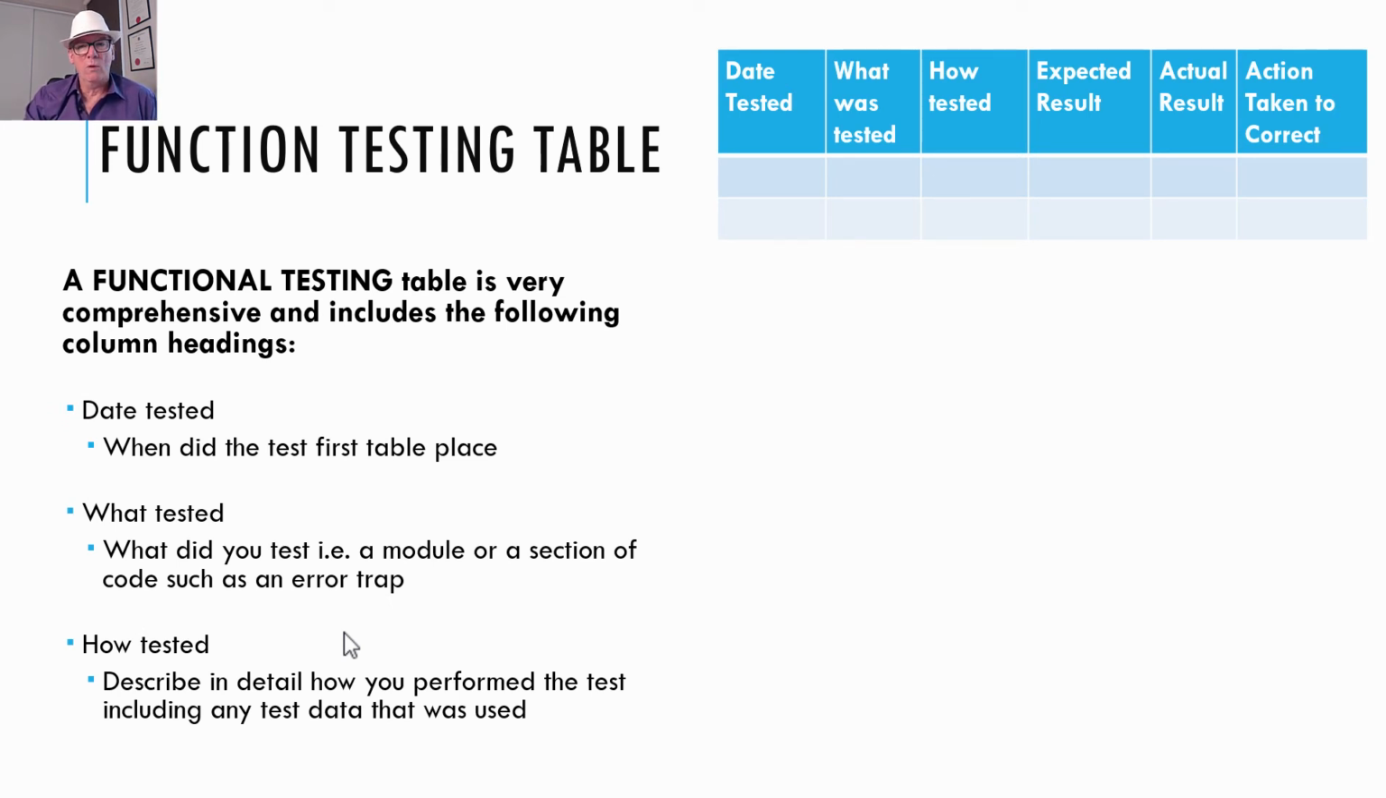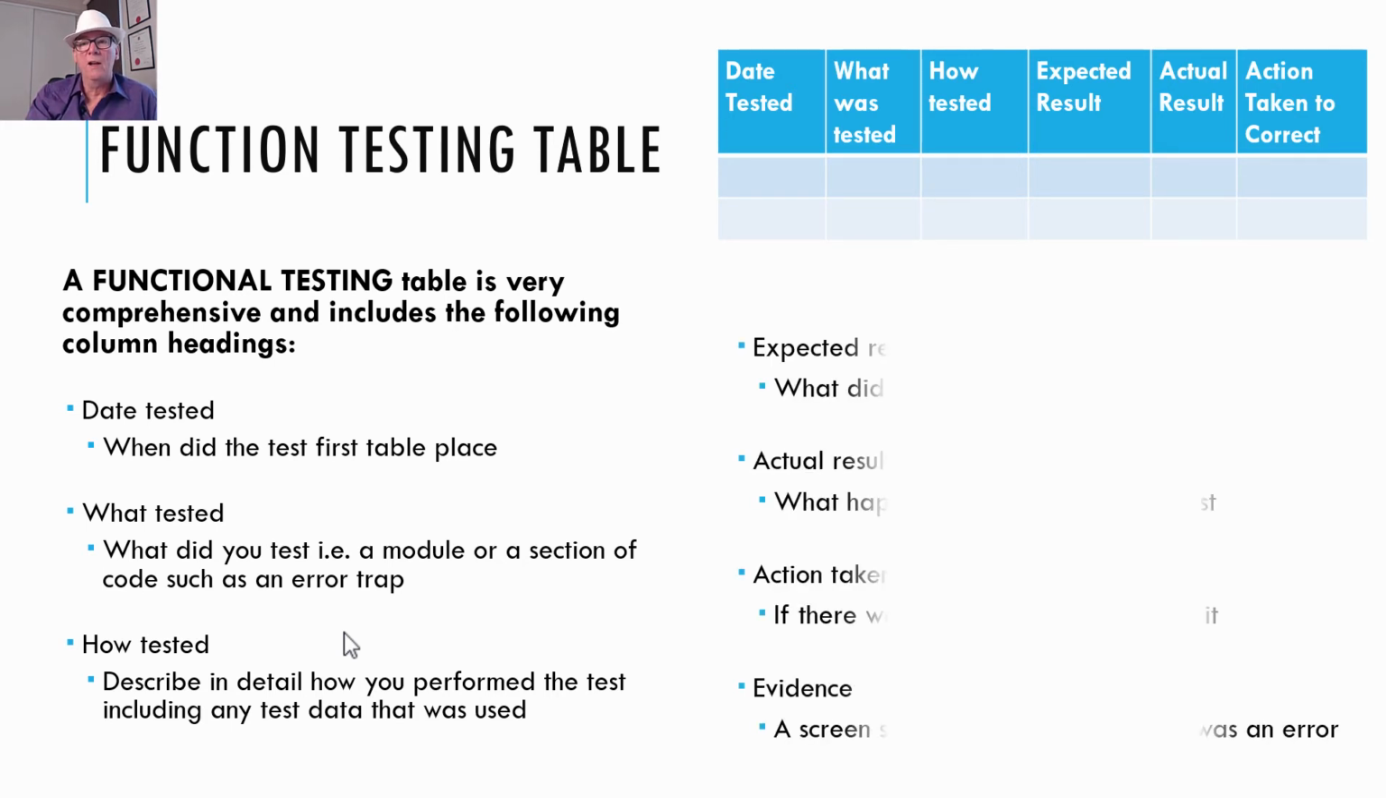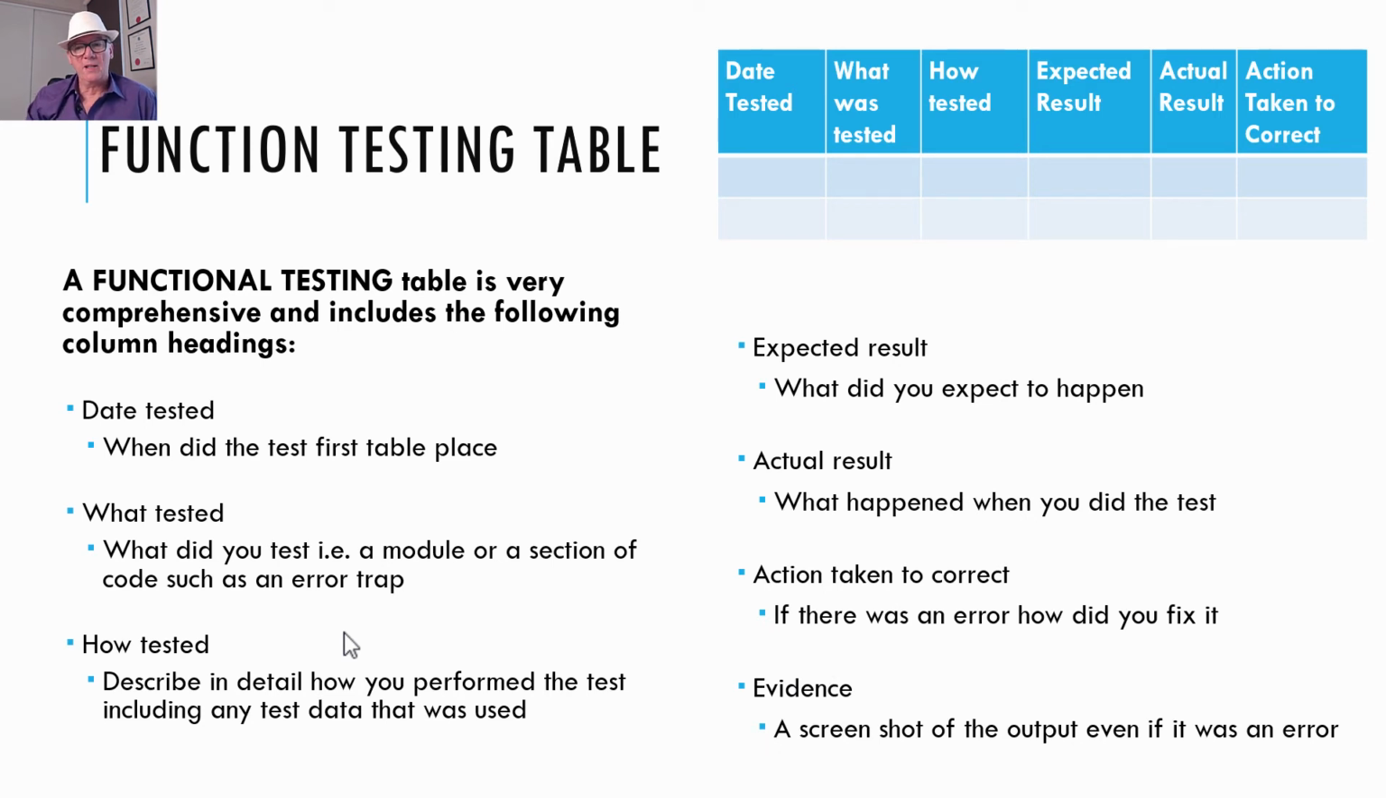So we have the date, what we were testing, how we tested it, and the test data that you used to put in, and what you expected to happen and what actually happened. If there was a problem, like if it failed the test, note down the action you took to correct the problem. So rather than just writing pass or fail and leaving a fail unresolved, you put this action taken to correct in the column on the far right-hand side. And remember, you always need those screenshots.